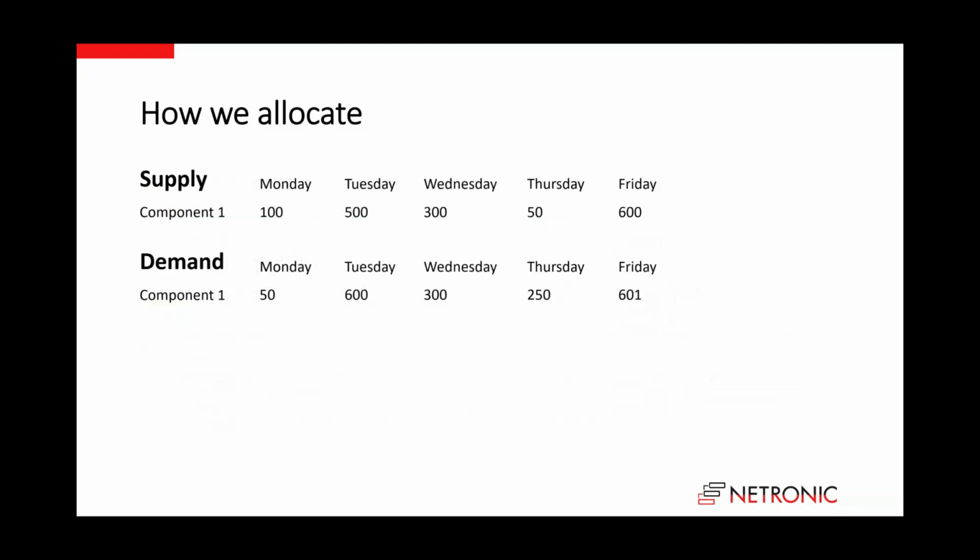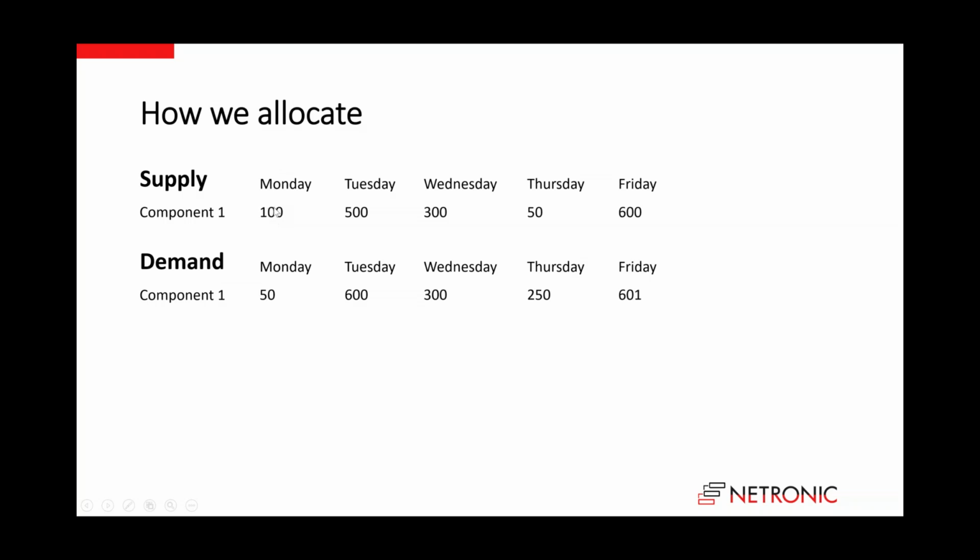So let's have a look. Let's see what the case is here. We have, let's say, 5 days, Monday, Tuesday, Wednesday, Thursday, Friday, and we just look at one component. We have a supply of this one component on Monday of 100, Tuesday 500, Wednesday 300, Thursday 550, and Friday 60. And this is just the amount of supply per day.